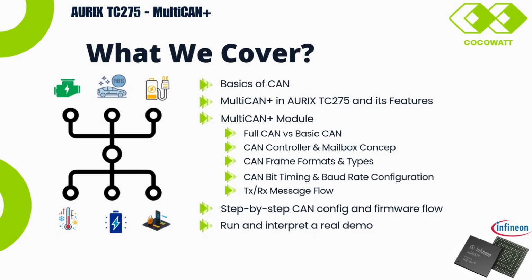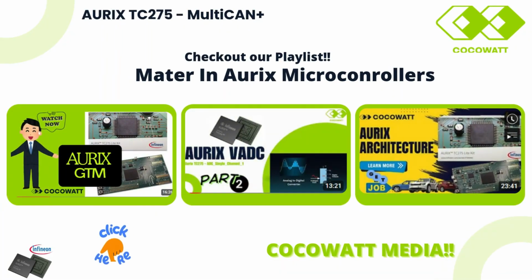Here is what we will unpack today. First, the basics of CAN, including frame formats, bit timing, and error handling. Then we will focus on the MultiCAN Plus feature unique to AURIX TC275: 256 message objects, full CAN with basic CAN, and advanced filtering. We will walk through step-by-step firmware configuration, explain the transmit and receive flow, and finally run and interpret a live loopback demo. This is not just theory, it's practical production-grade knowledge you can apply directly.